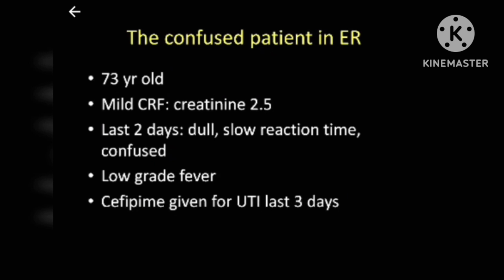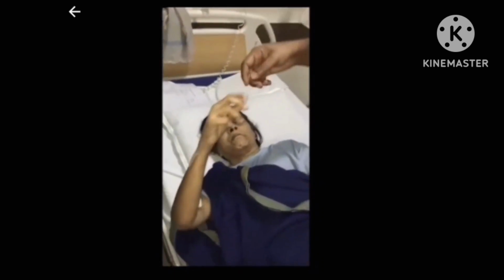different. Now, sometimes you get this confused patient who has come to the emergency, 72-year-old, with mild, stable chronic renal failure with a creatinine of 2.5. The history is that for the last 2 days she's been very dull, with slow reaction and low grade fever, and she's very confused. And Cefepime was given. You see this lady, she's conscious, but she's very, very slow. We are asking her name. She's not answering, but she's keeping her eyes open. She's partially responding.